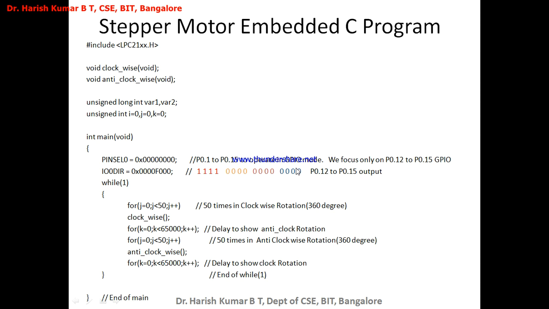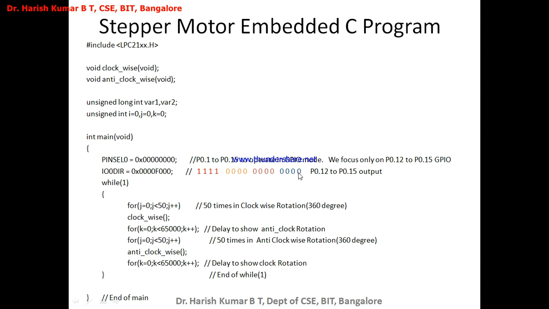So these four zeros correspond to this first 0, these 4 zeros correspond to the next 0, and these 4 zeros correspond to this 0, and these 4 ones correspond to this F. And to the left side you have zeros for these zeros. Let us not worry about that. Now why have I taken F000 itself? Because in order to make P0.12 to P0.15 act as output. Now this data will do that.